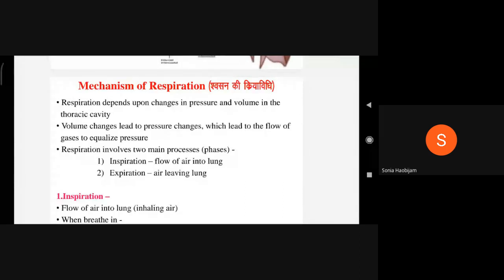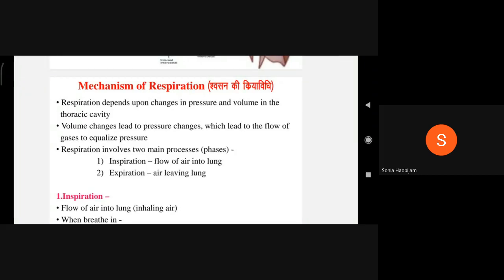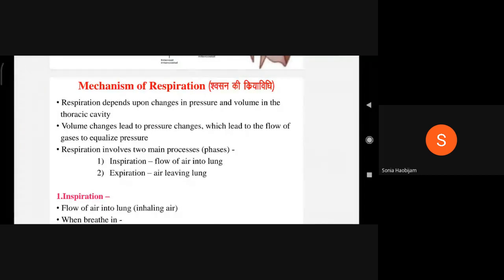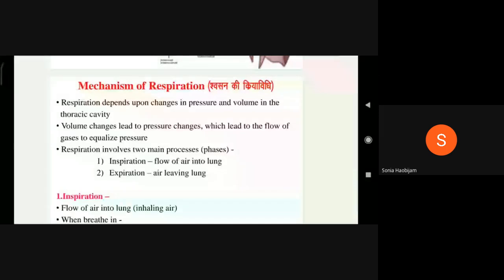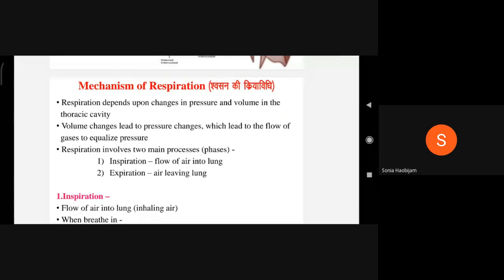Volume changes lead to pressure changes, which lead to flow of gases to equalize pressure. If the volume is changing, then automatically pressure will change, and when pressure changes, this balancing will take place by transferring from a higher level, meaning high pressure, to low pressure. When oxygen travels from high pressure to low pressure, then an equilibrium balance will take place. So this is the way.